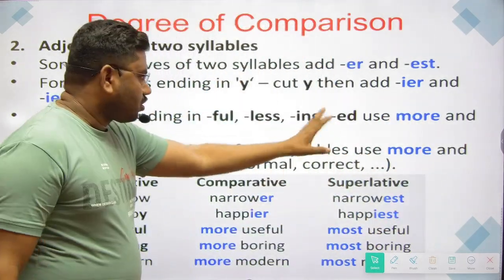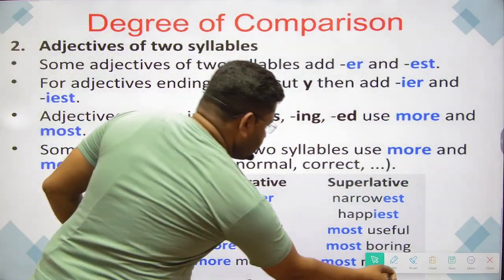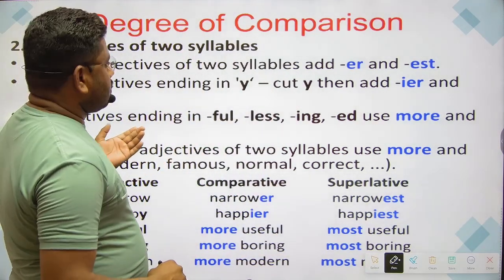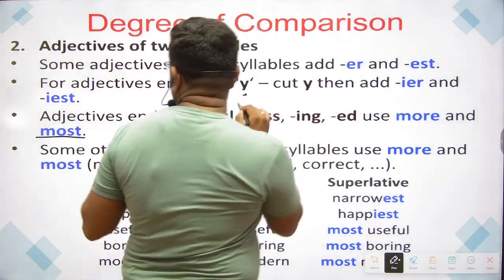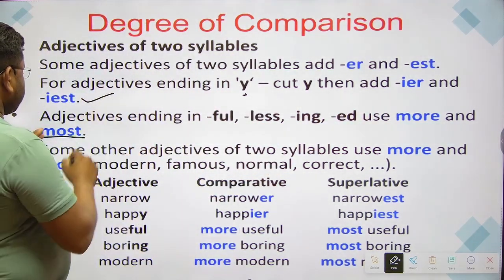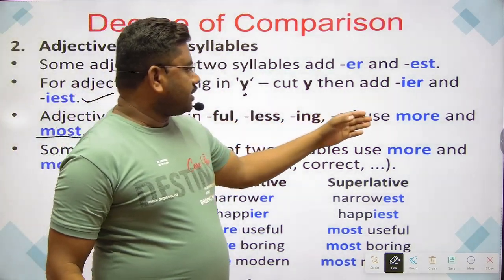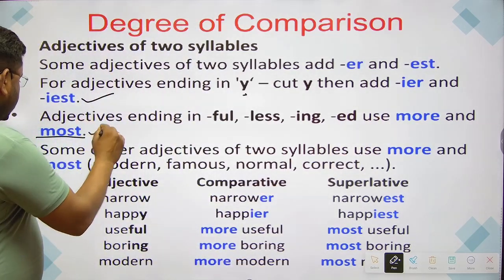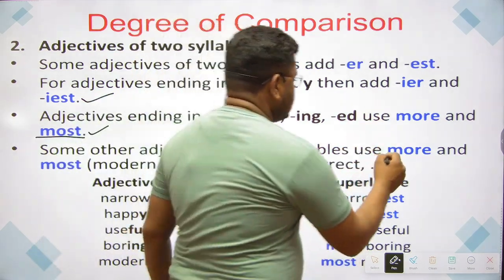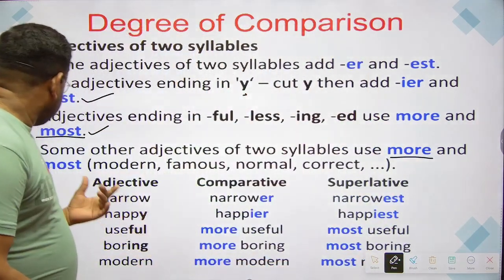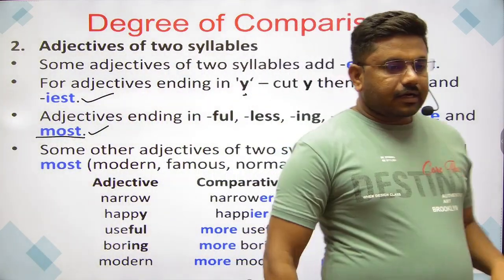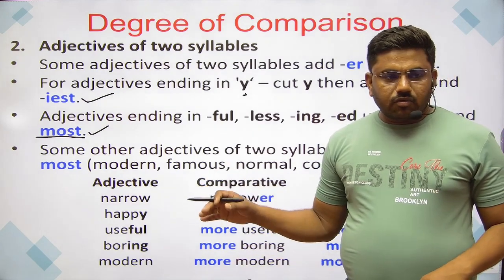In the comparative degree we use more, and in the superlative most. If we are studying about the y, then we use -ier and -iest here. And the next one is adjectives ending with -ful, -less, -ing, where we use more and most. Some other adjectives of two syllables use more in the comparative degree, and most in the superlative degree. Modern, famous, normal and correct are such types of adjectives.